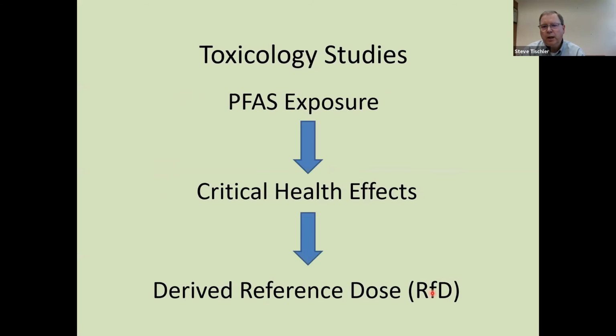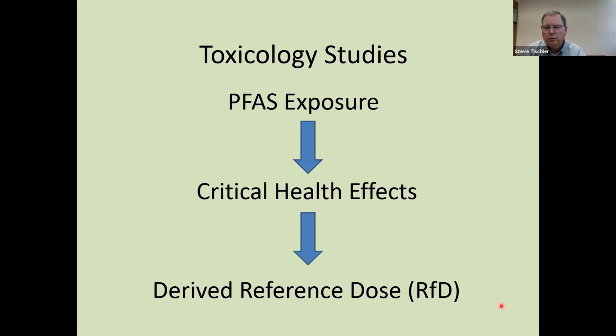So I started looking at toxicology studies. Basically, toxicology studies with regard to PFAS look at PFAS exposure, so how are people being exposed to PFAS? And then they look at what the critical health effects are that PFAS can have. Having established exposure and critical health effects, they try to establish what they refer to as a derived reference dose, which is associated with the establishment of a maximum contaminant level. So this is the purpose of a toxicology study, to come up with this derived reference dose.